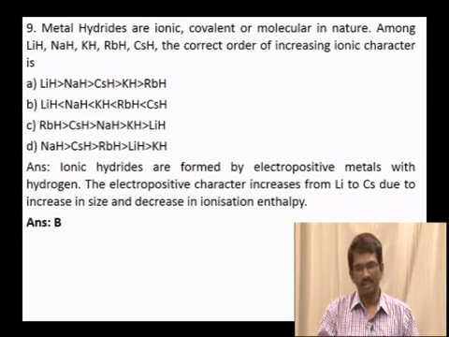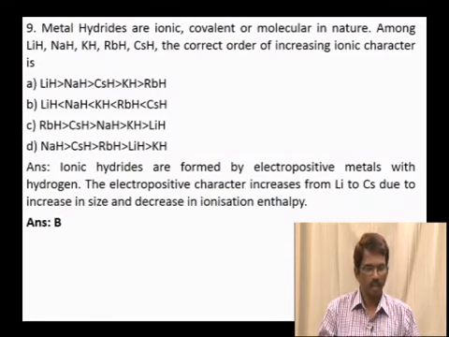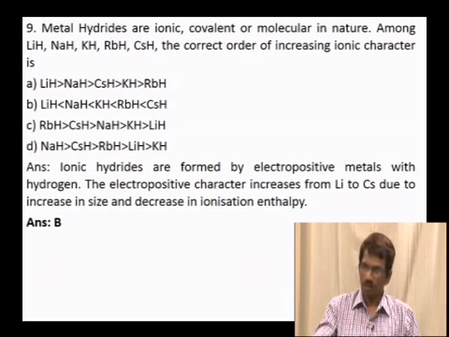With increase in size, cesium has a tendency to lose the electron very easily, and therefore it is considered as a highly electropositive metal. And the decrease in ionization enthalpy is again because of the increase in size from lithium to cesium. Obviously, cesium hydride will have the highest ionic character, and the ionic character of alkali metal hydrides will definitely increase from lithium to cesium, and therefore the correct option becomes option B.